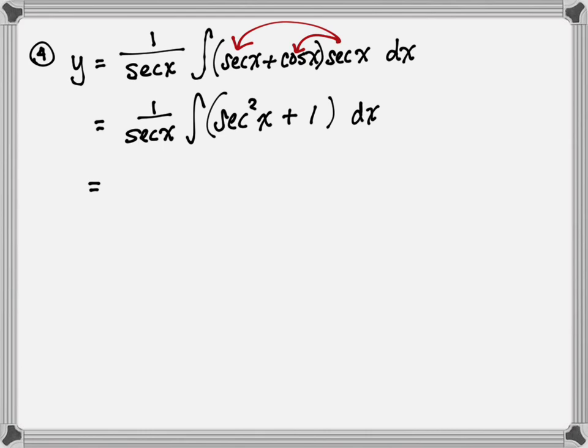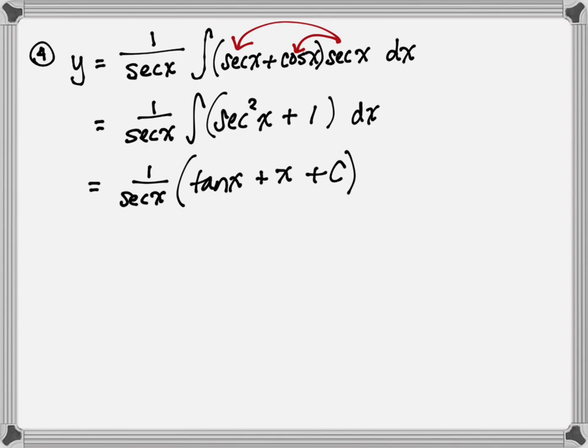Okay, we take an antiderivative of each piece. So what's the antiderivative of the secant squared part? It's tangent of x. Yeah, so I've got 1 over secant at the beginning still. This is tangent of x. And then what's the antiderivative of 1? That one's just x. And we need plus a c. Don't forget the plus c. Okay, everybody good?